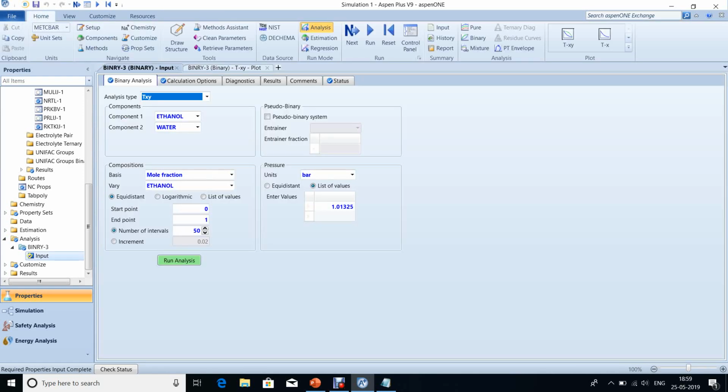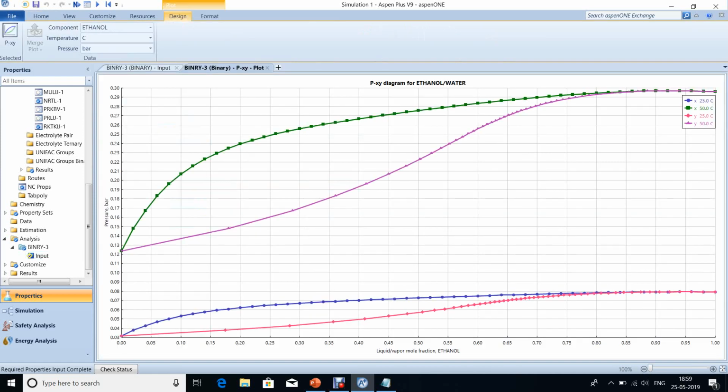Now, instead of Txy, you can also see Pxy, as I said earlier, at various temperatures, say at 50 degrees Celsius and 25 degrees Celsius. Again, I will run the simulation, and I will see two different plots at two different temperatures. So we can clearly see that if I elevate the temperature, this one is at 25 degrees Celsius, and this one is at 50 degrees Celsius.